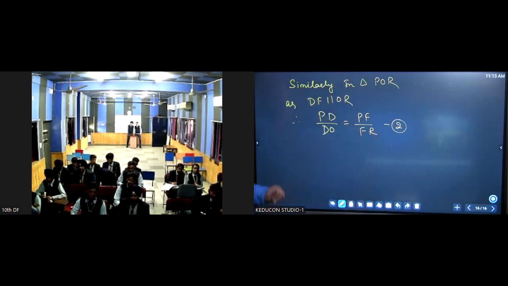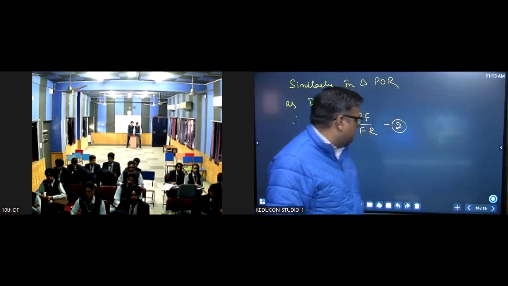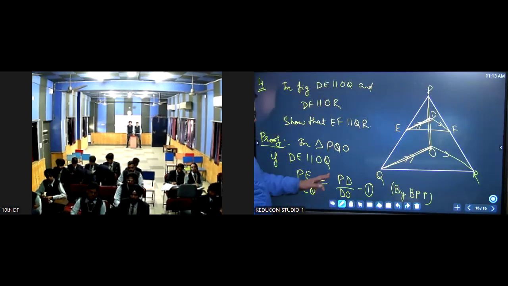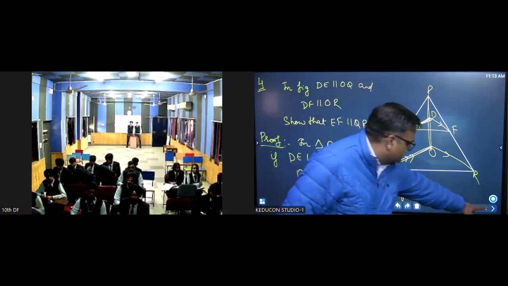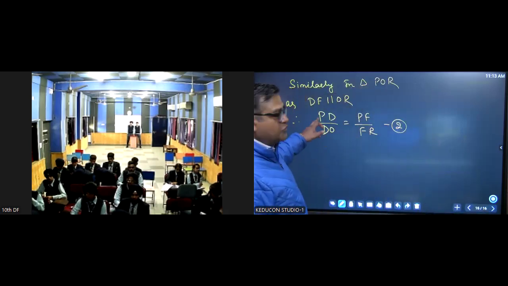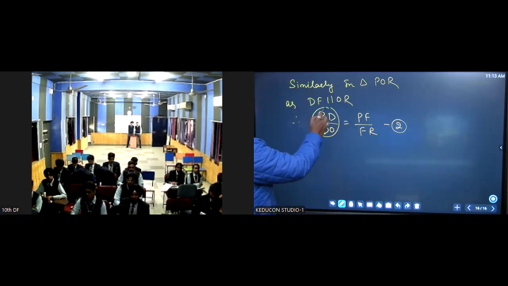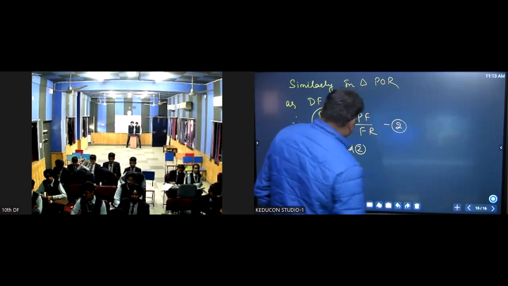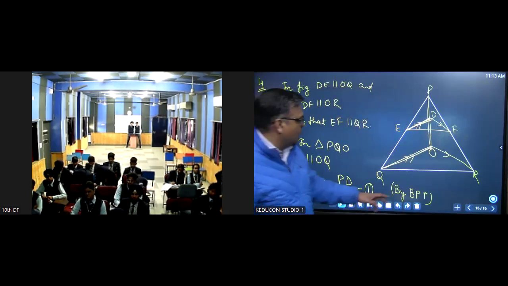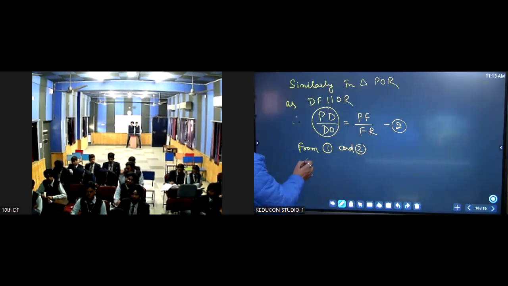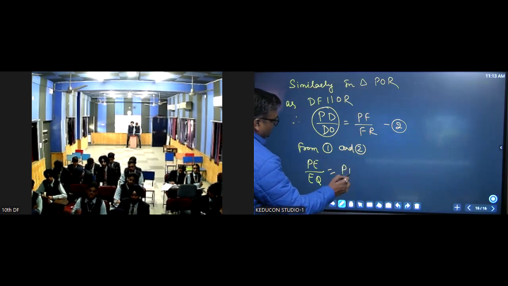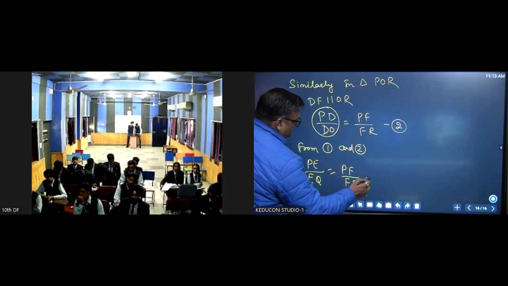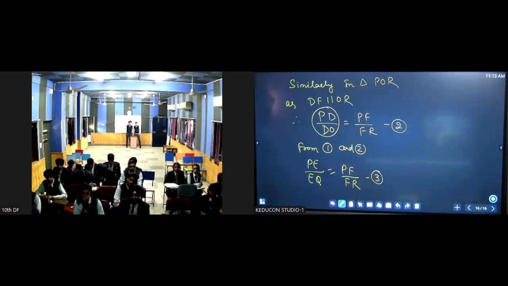Now observe equation 1 and 2. What is equation 1 and 2? PE upon EQ equal to PD upon DO. PD upon DO कॉमन है बच्चों, देखिए ये वाला पार्ट कॉमन है दोनों में, right? So what we can write from 1 and 2. 1 and 2 से क्या हो जाएगा? PE upon EQ will be equal to PF upon FR. यहाँ तो कोई डाउट बच्चों? Anything not clear till now?